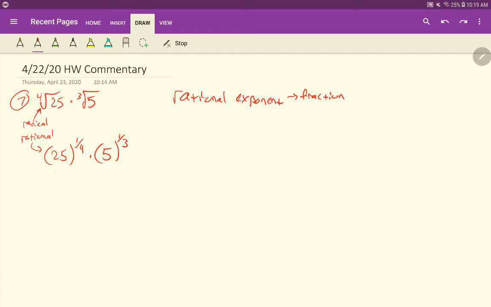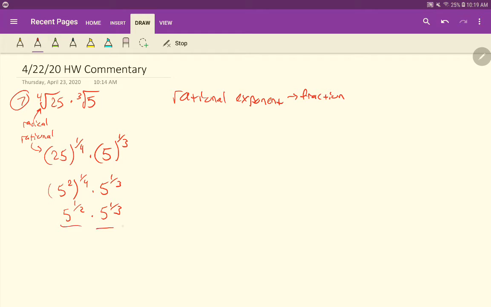All right, so now we want to try and simplify further. But if you look at this, we cannot multiply these because we have different bases. That 25 is not the same base as the 5 right there. So what do we do? Well, we can rewrite this 25 as a power of 5. 25 is the same as 5 squared. And now we can do some simplification. When you have a power raised to a power like this, you multiply. So 2 times 1/4 gives us 2/4, which is the same thing as 1/2. And then times that 5 to the 1/3.